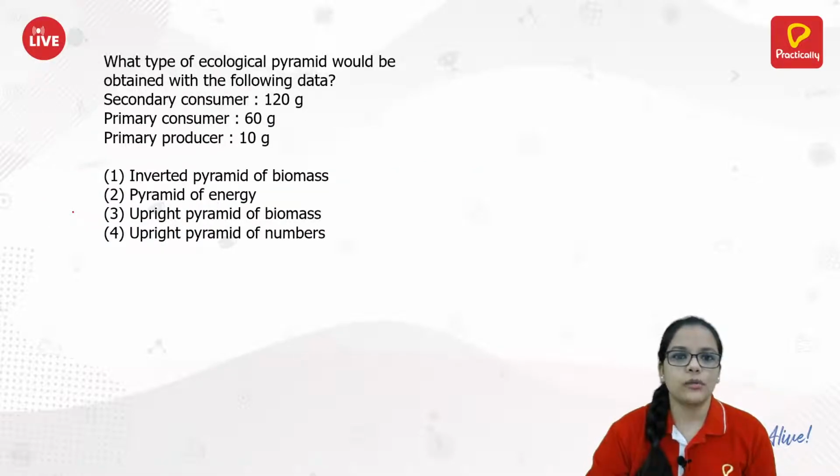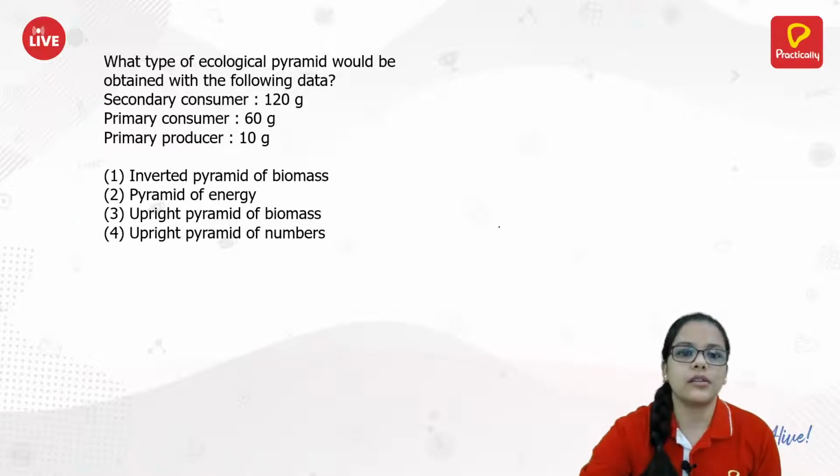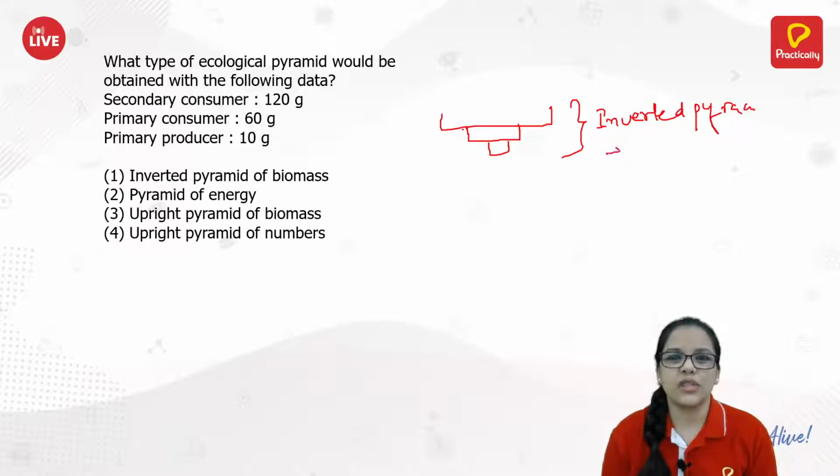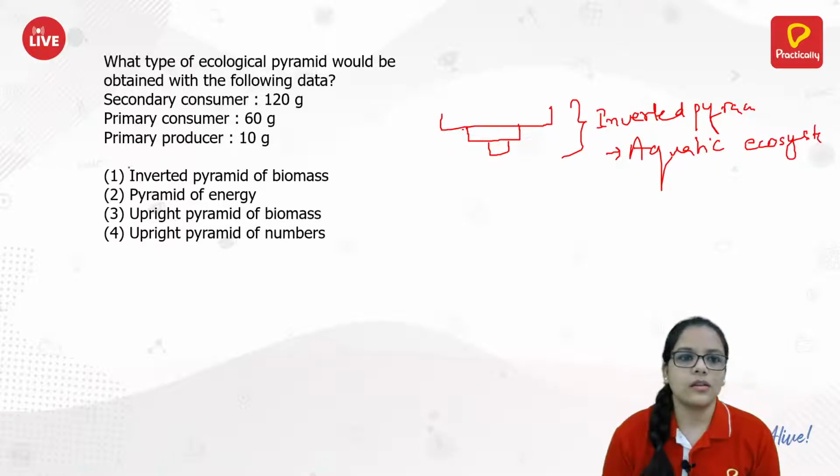What type of ecological pyramid would be obtained in the following data? Secondary consumer 120, primary consumer half of that, 60, and primary producer is 10. So it is an inverted pyramid, which is seen mostly in aquatic ecosystems. Answer is inverted pyramid of biomass.